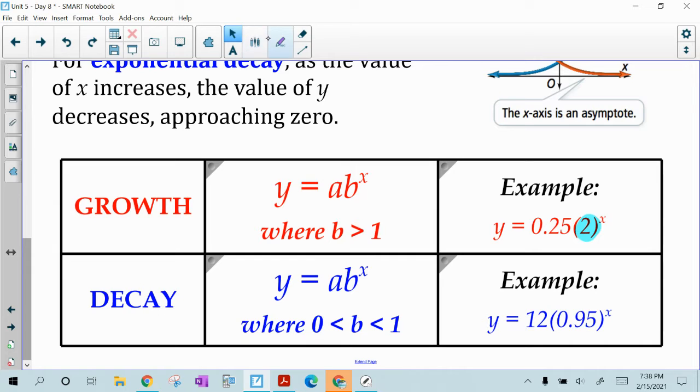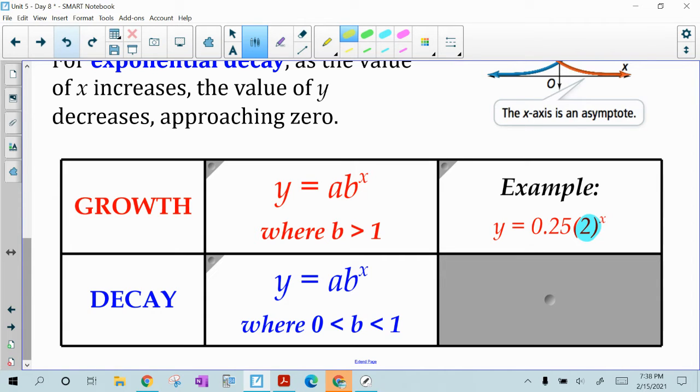At the same time, I look at this one and say, once again, I really don't care about the A, but in terms of figuring out if it's growth or decay, since 0.95 is less than 1, we can say it's going to have to be an exponential decay function. Okay, so anyway, let's see what we want to take a crack at next.